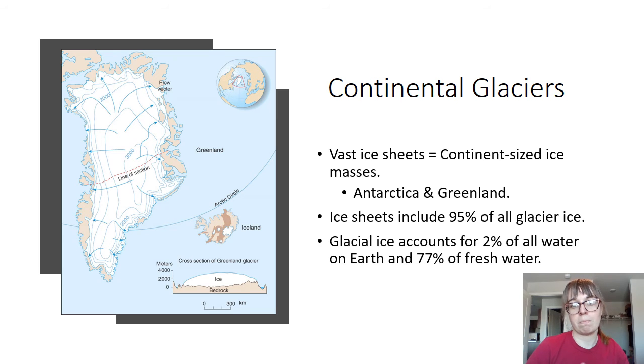And it's important to note that glacial ice accounts for about 2% of all water on Earth, which is a pretty big percentage as we consider that most of our water on Earth is contained within the ocean. And they make up 77% of fresh water. So 77% of fresh water on Earth's surface is contained in glaciers, and so we cannot readily access it for human consumption.